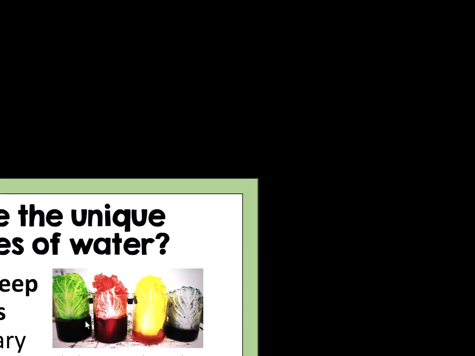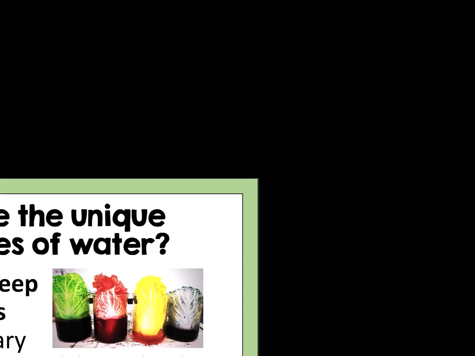These are cabbage leaves that are put in different mixtures of water and food coloring. And so that food coloring allows you to see how the water is traveling through the cabbage leaves. And you can see that it's being drawn up into those leaves. And that's because the polar water molecules are adhering to the sides of those veins, those tiny tubes, and being drawn up into the cabbage leaves.